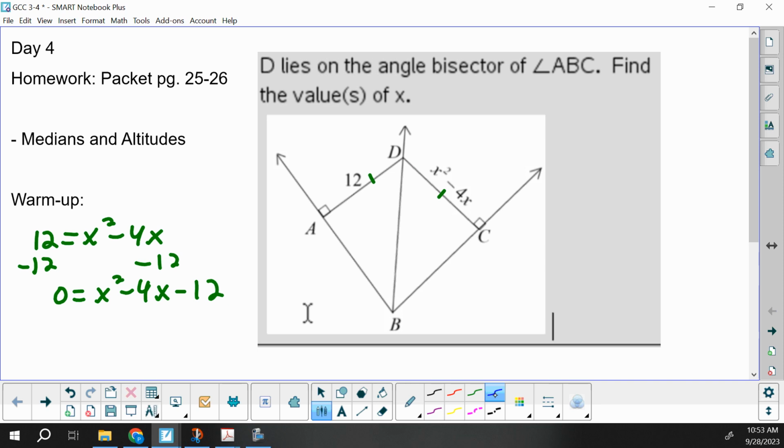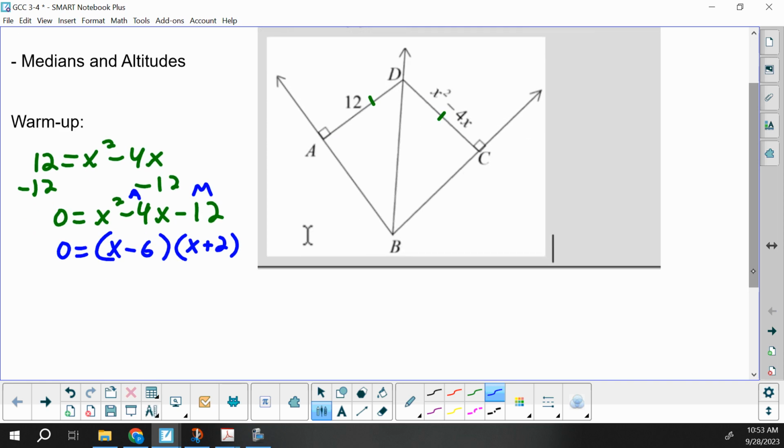Our riddle we want to ask ourselves is: multiply to negative 12 and add to negative 4. The two numbers that will do that are negative 6 and positive 2. So we'll have x minus 6 times x plus 2. Make sure you carry your equals 0. Also make sure you're showing your work that you're setting those each equal to 0. And then we'll solve for x. So we end up getting x equals 6 and x equals negative 2.